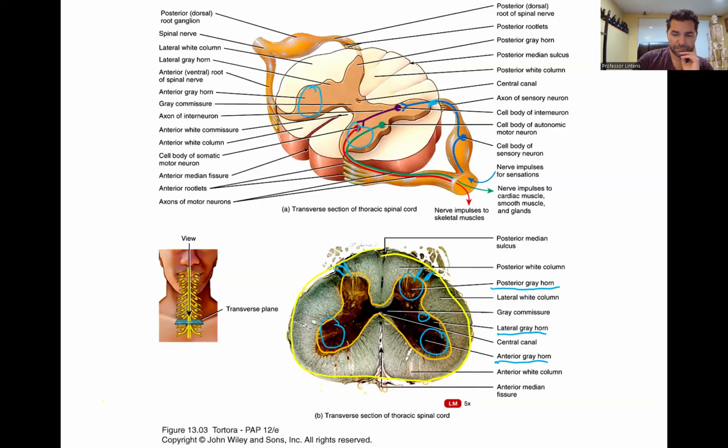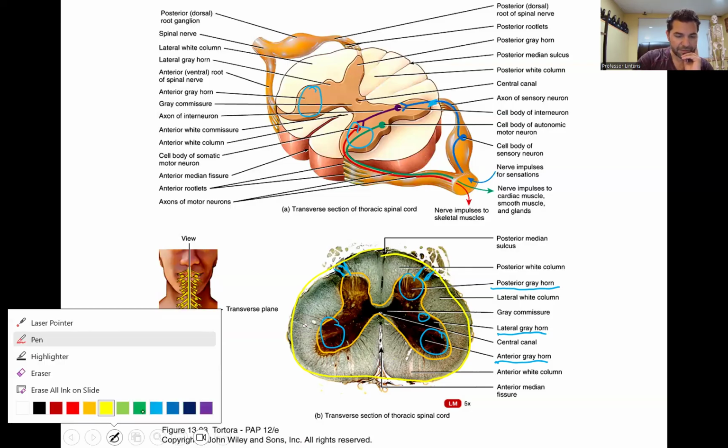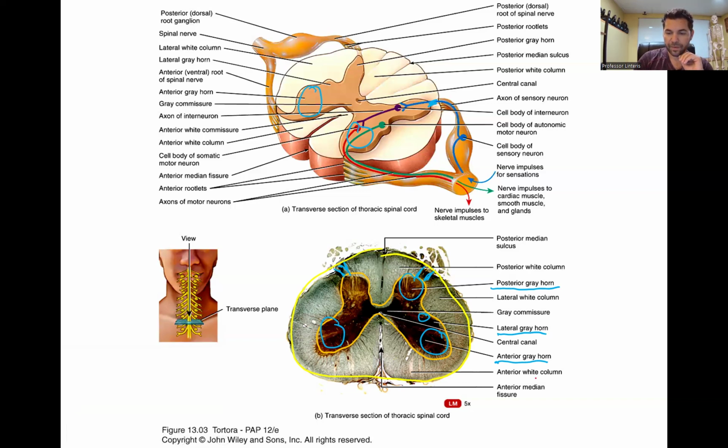The white matter, I'll try to not do yellow because it's going to be hard to see. Let's go red. The white matter is not made of horns. It is made of columns. So the white matter in the spinal cord is the anterior white column, or you can call it the anterior column. You have the lateral columns, or lateral white columns. And you have the posterior columns, which are found towards the back, right? This would be your lateral.